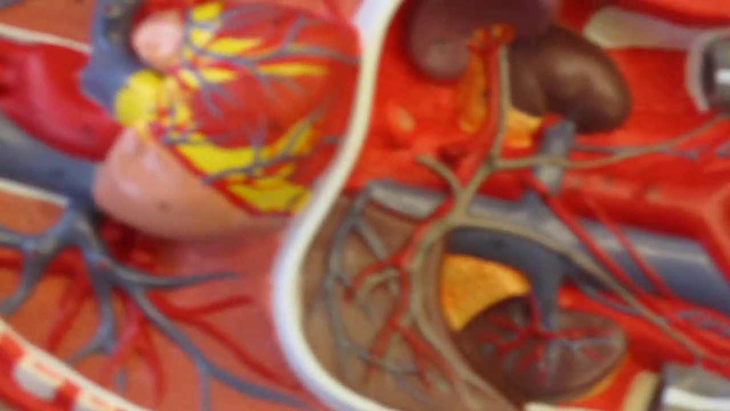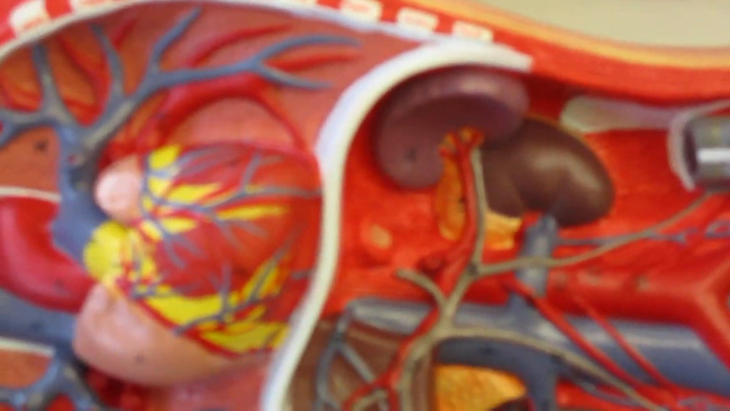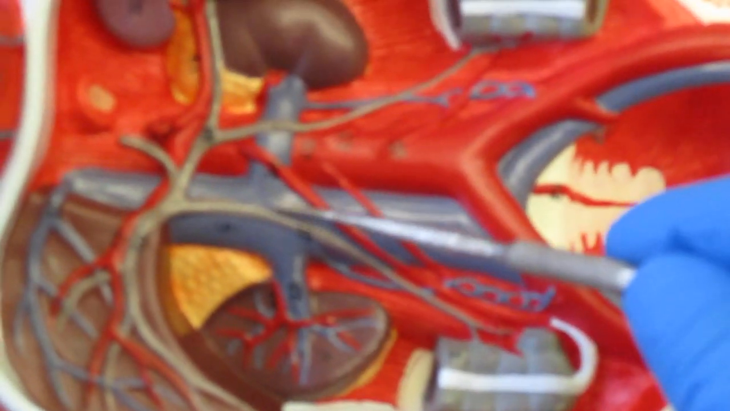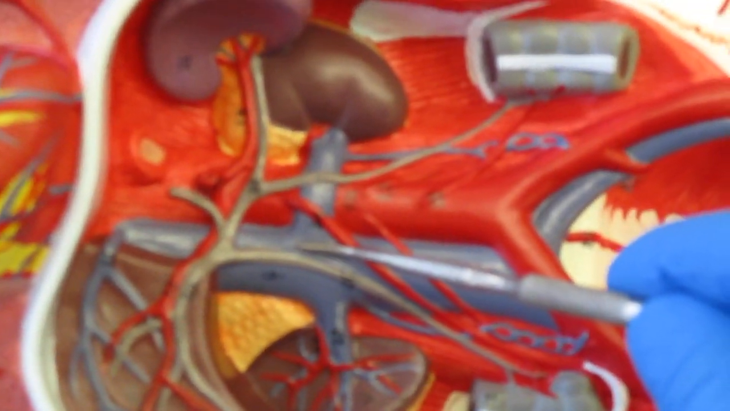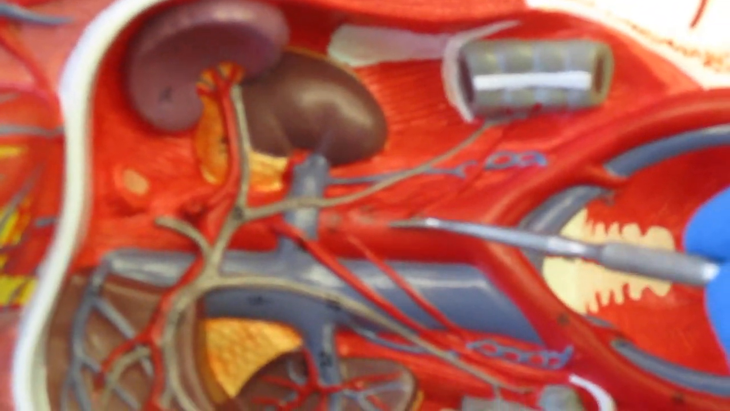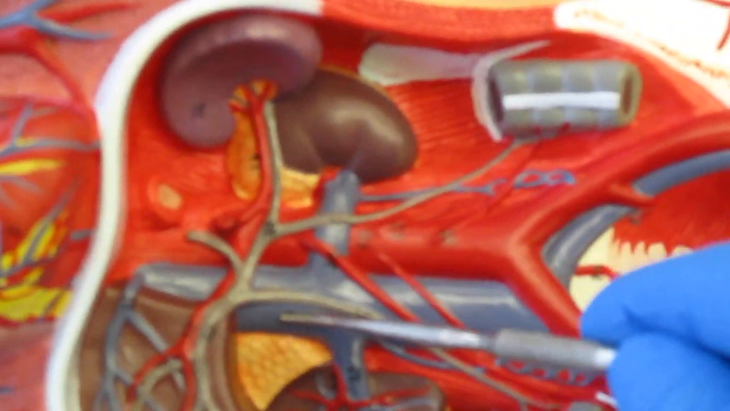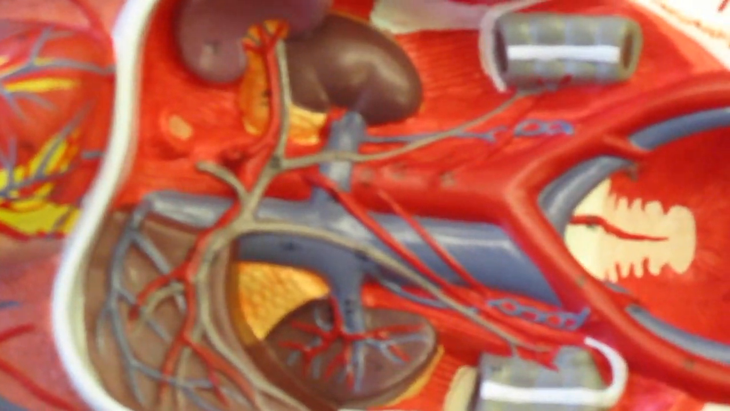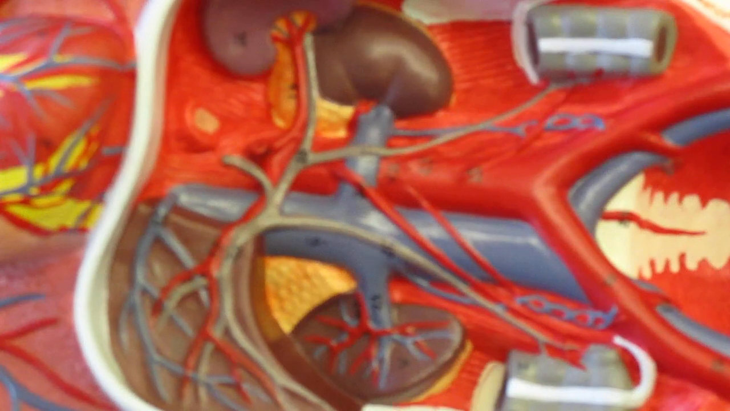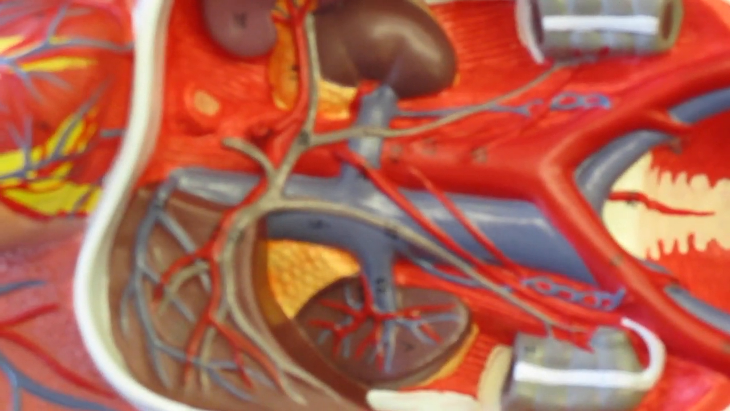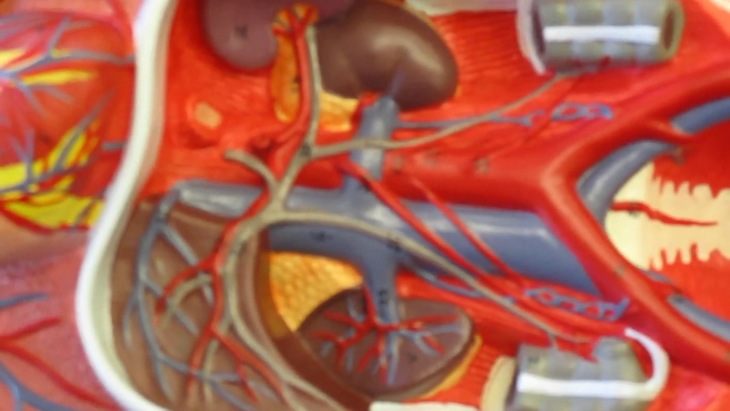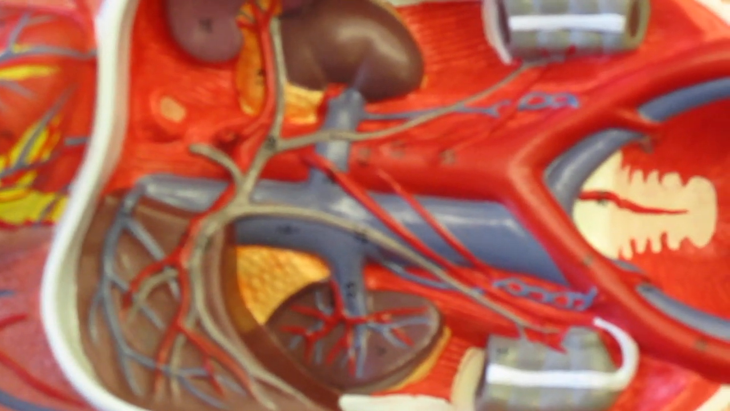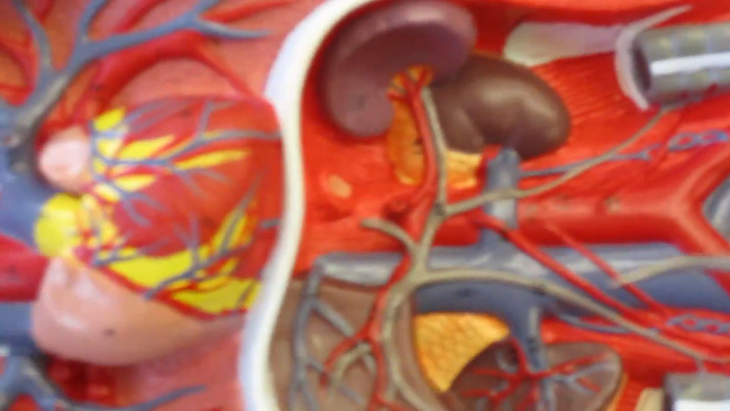Okay, so let's continue now. We have the inferior vena cava. Inferior vena cava is right next to your abdominal aorta. So here's your inferior vena cava, right there, that big vessel there. And then you have, I lost my place. Renal vein.